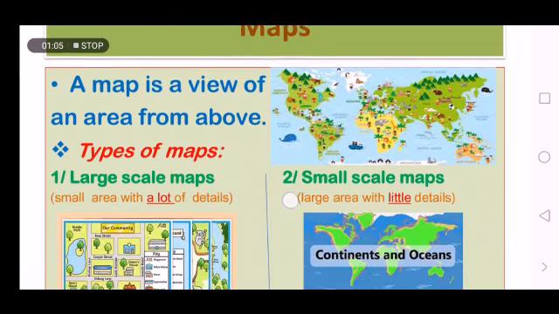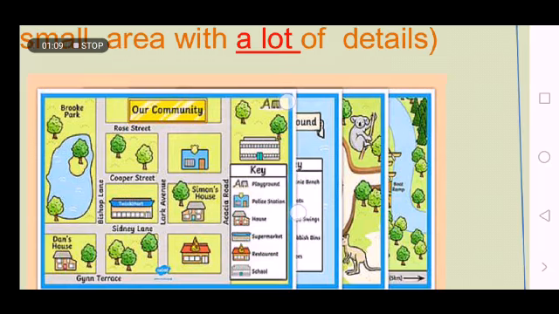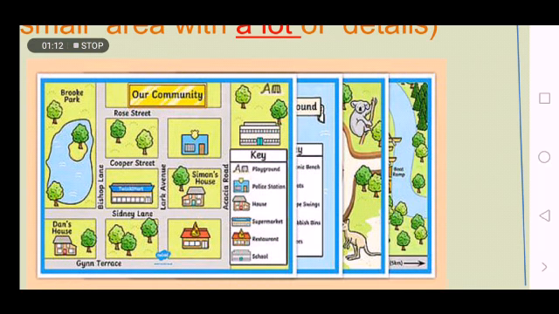Let's go to types of maps. Look, here we have a map of a small place. This is a map of a neighborhood where you can see trees, you can see animals, you can see houses, you can see streets, you can see buildings, you can see everything in this map. This is a small place with a lot of details. When a map covers a small place or a small area with a lot of details, you can see everything.